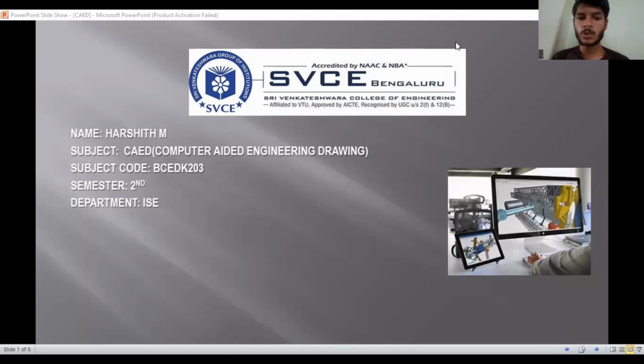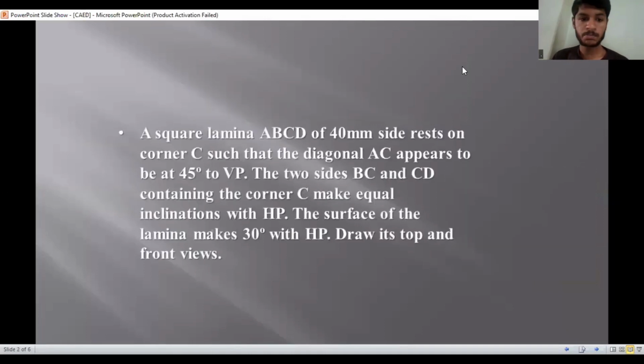Today we are going to study CAED, Computer Aided Engineering Drawing, and the subject code is BCDK203. And today we are going to study two problems on CAED, and let's move on to the first problem.